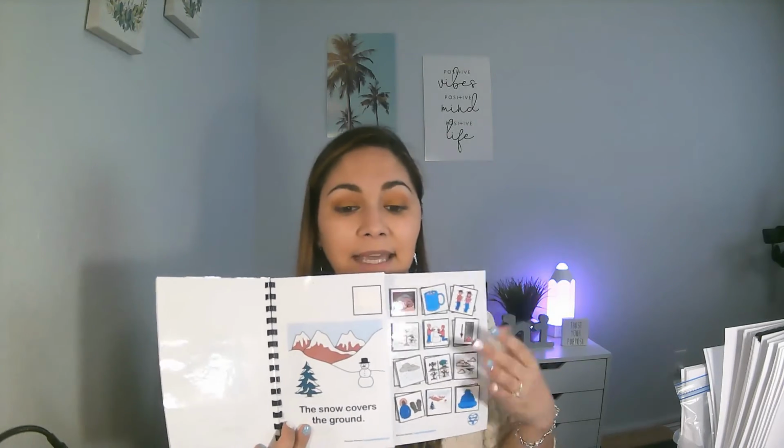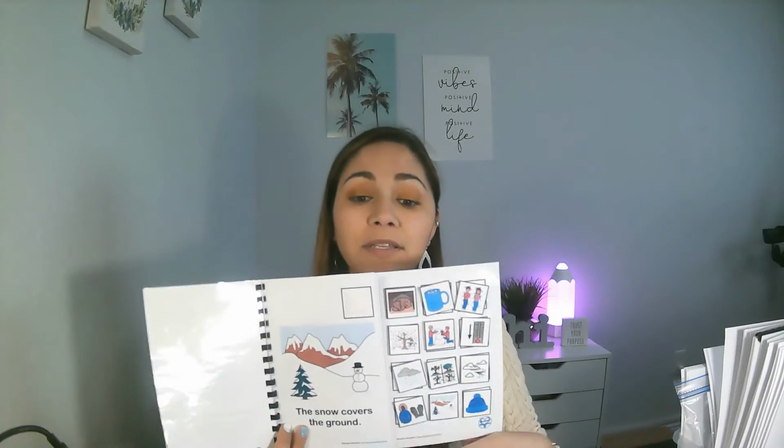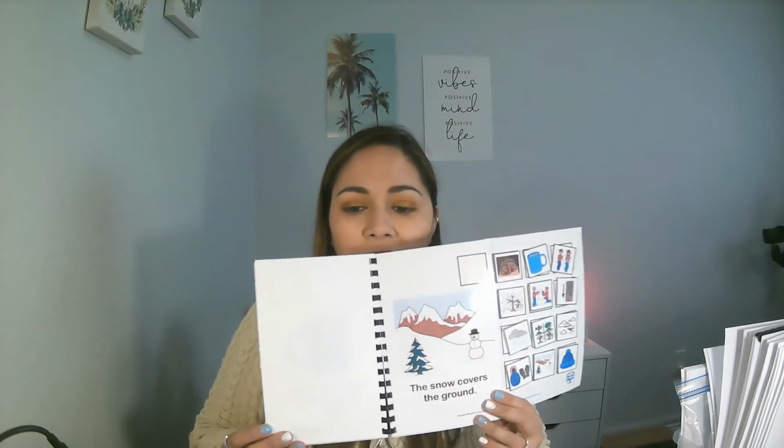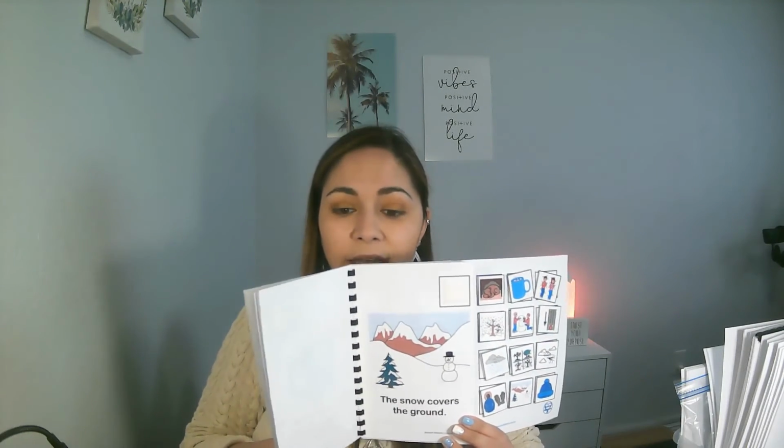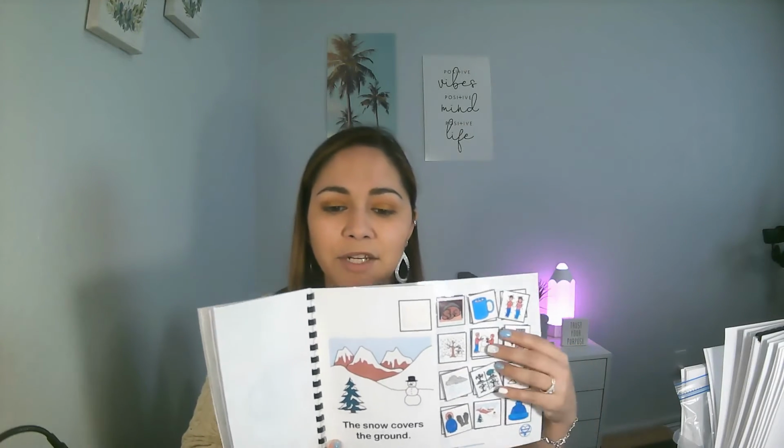You can highlight vocabulary from it. Like in this case, what covers the ground? Well, the snow covers the ground. Can you find the picture of the snow that's covering the ground? And then you can go and match. So again, there's many ways you can go around this.